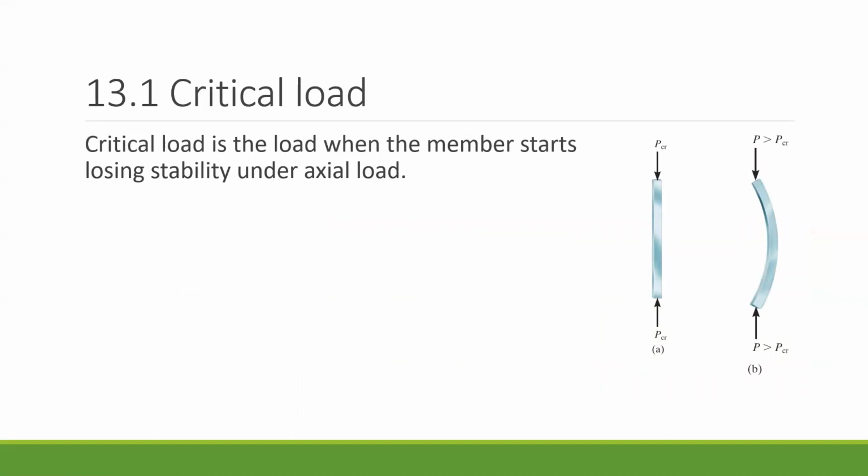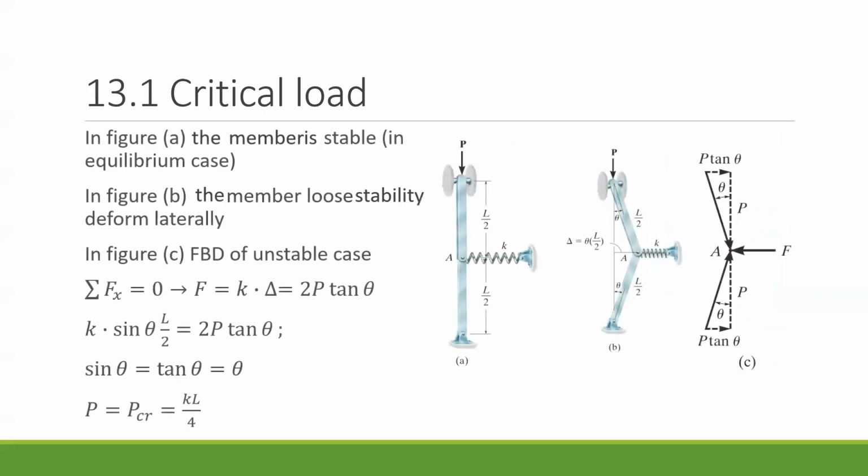So the critical point is the limit of the load at which the member can pass into the unstable state. How we can find this load is extremely important, and theoretically we can find it. We call this load the critical load. The critical load is when the member starts to lose stability under axial loads, and it depends on material properties and shape properties as well.